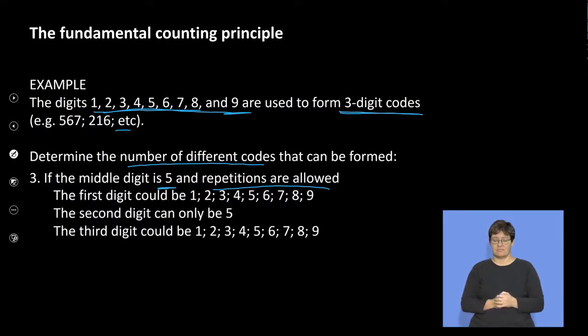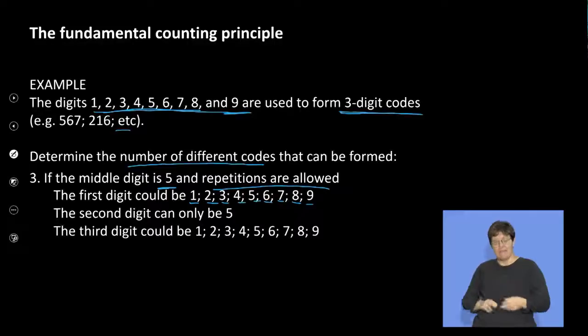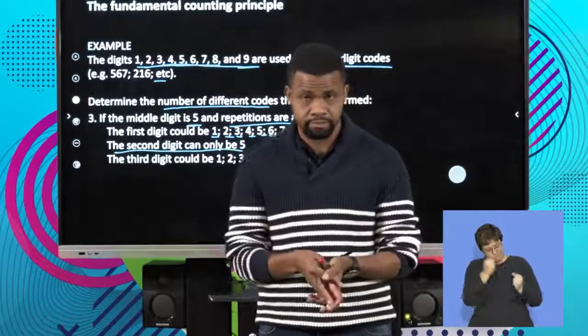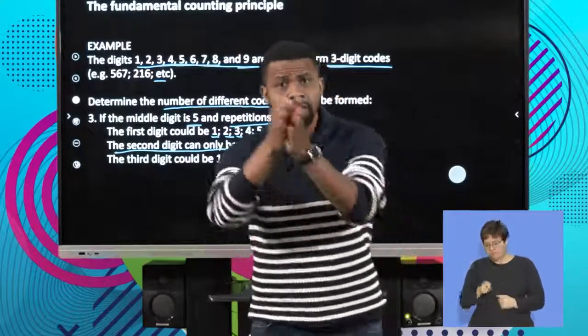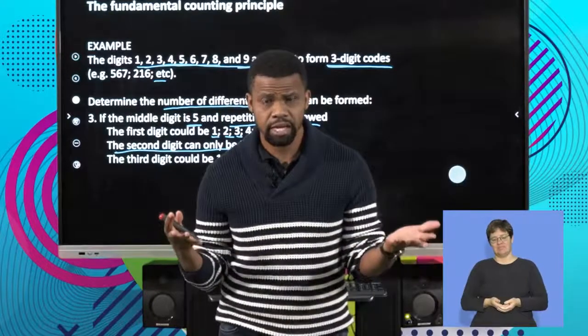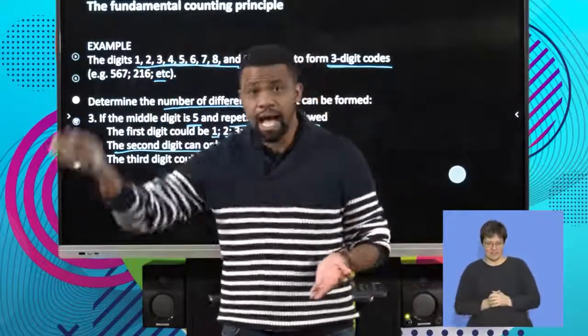So the first digit could be 1, 2, 3, 4, 5, 6, 7, 8, or 9, because repetition is allowed. I can use anything from 1 to 9. But the second digit can only be 5, guys. Only 5 I can use because 5 must be in the middle. And what about the third position? Repetition allowed? I can still use any number from 1 to 9.